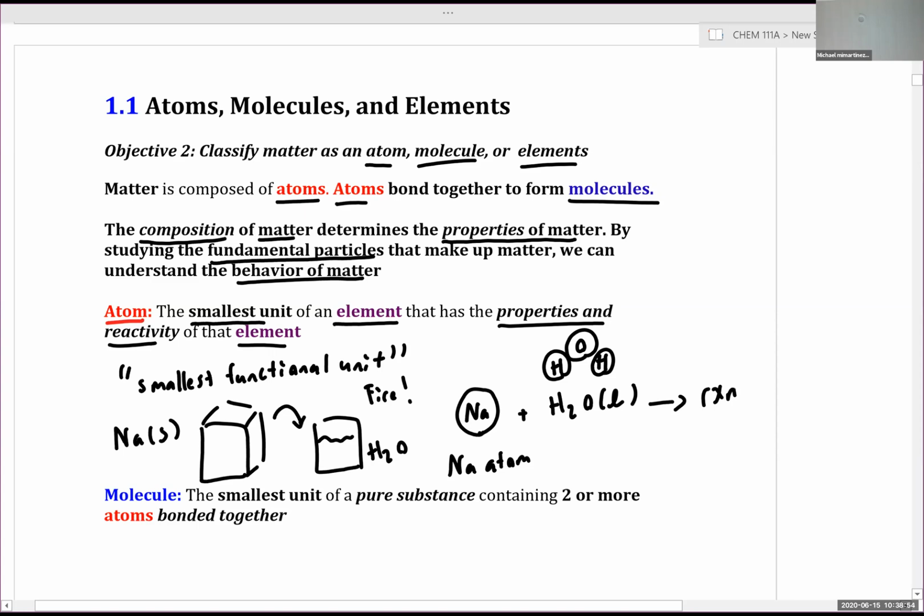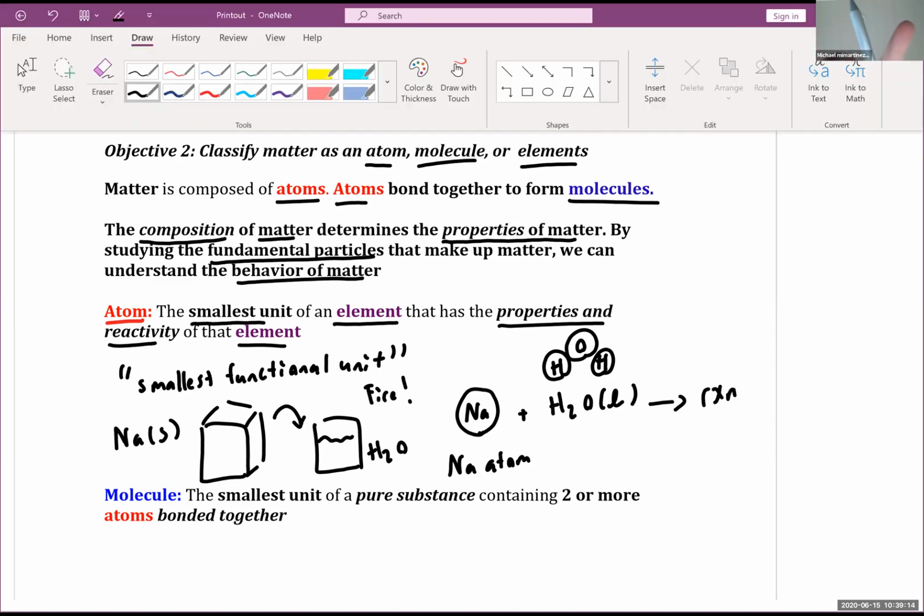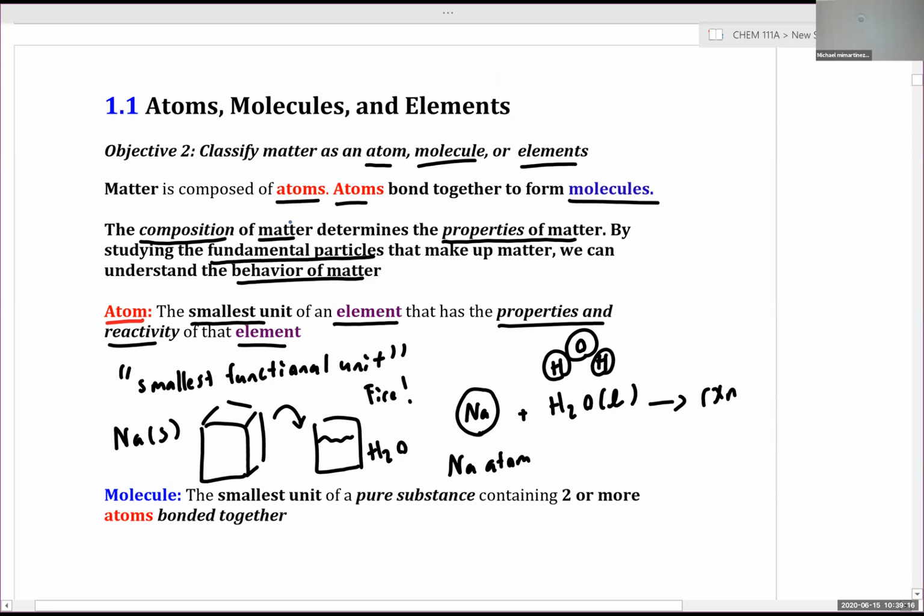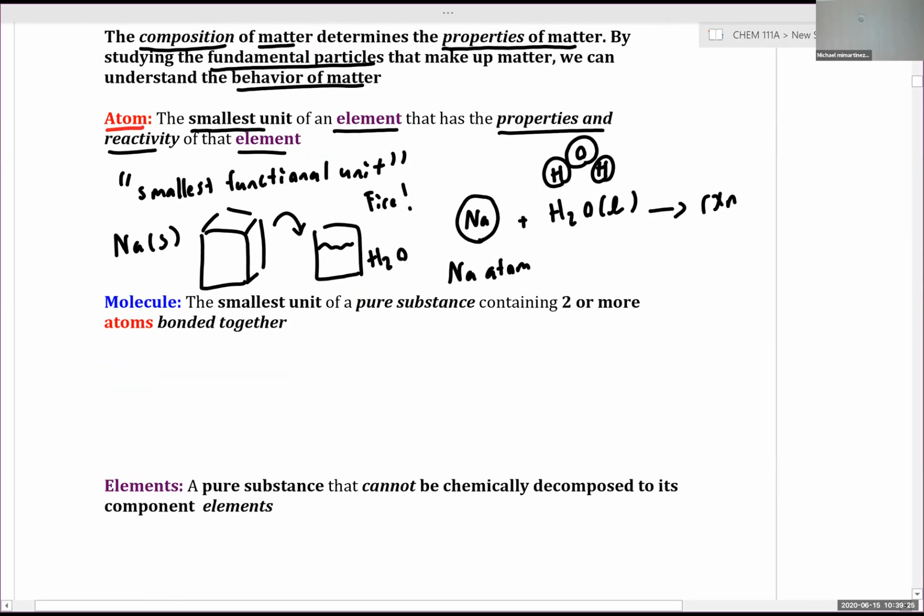Now, the reason why this is important is the idea of half an atom doesn't make any sense. Once you start breaking the sodium atom into further fundamental pieces, it ceases to behave and act like sodium. So the atom is the smallest functional unit of an element. Does that make sense to everyone? Any questions on this idea? Okay, let's keep going then.